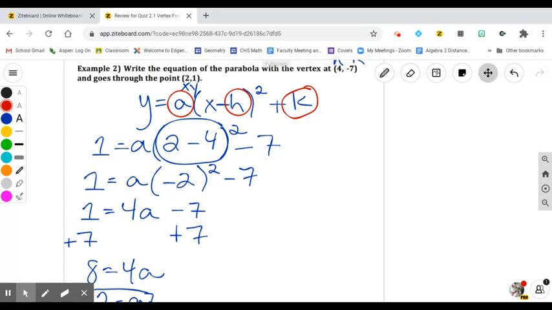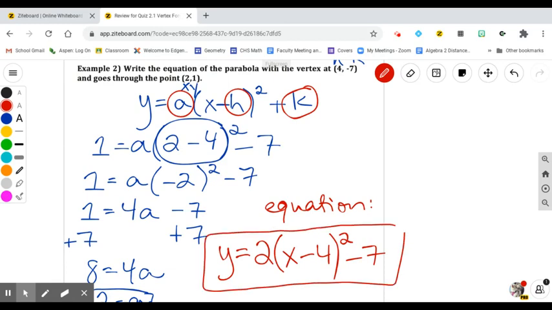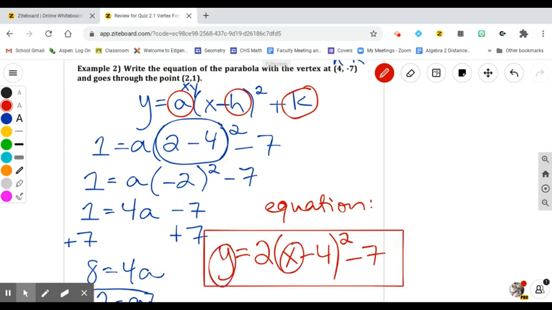So if I'm going to do my final equation, I'll do it right here. Okay, so it's Y equals, I'm not plugging in a number for Y. I am plugging in a number for A. So I got 2 for A. I'm not plugging in a number for X. And then it's minus H, minus 4 squared, and then minus 7 because it's plus K. That is your answer. Notice I have an X in it and a Y in it.